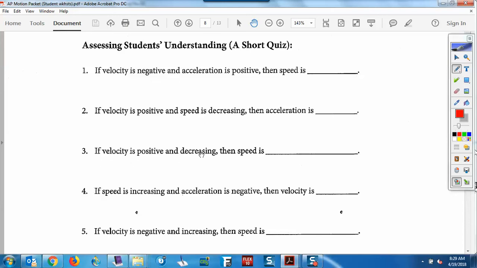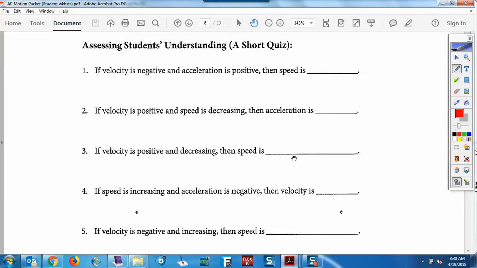If the speed is decreasing. If velocity is positive and decreasing, then what's the speed doing? What'd you have for 3? Okay, think about this. If velocity is positive, so you're going 10 miles an hour, but it's decreasing, well, that's 10, 9, 8, 7, 6. What's happening? You're slowing down, right? So your speed is decreasing.